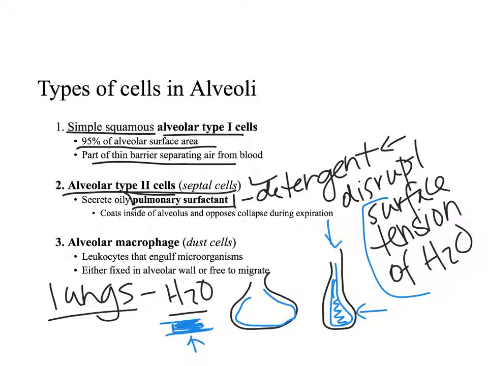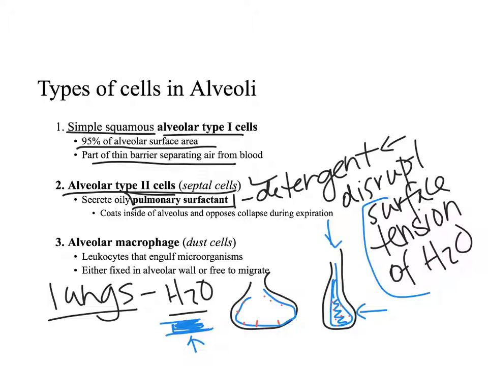Now, these alveolar type 2 cells make a detergent, or surfactant, that when you put it in here disrupts the surface tension. So it would keep the alveoli from sticking. The water won't stick to itself.